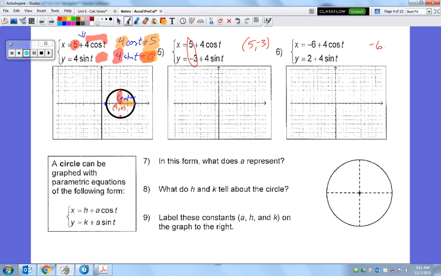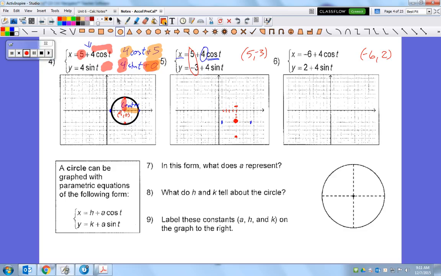The center over here would be negative 6, 2. So I would identify 1, 2, 3, 4, 5, 1, 2, 3. So here's the center. And then I'm going to go left and right because that's cosine or x. I would go 4. 1, 2, 3, 4 to the right, 4 to the left, and then 4 up and down. So 1, 2, 3, 4, then 1, 2, 3, 4. Approximately this is where the circle would fit. And I have something that looks like the following.